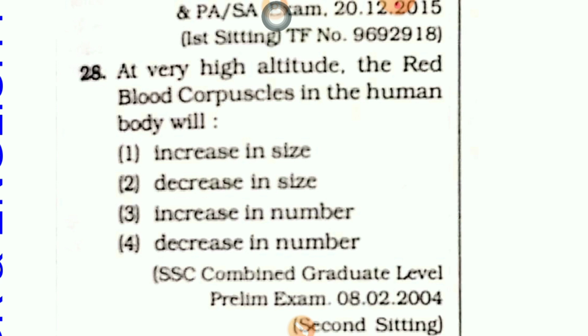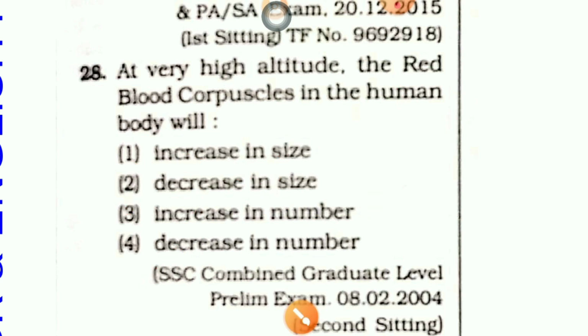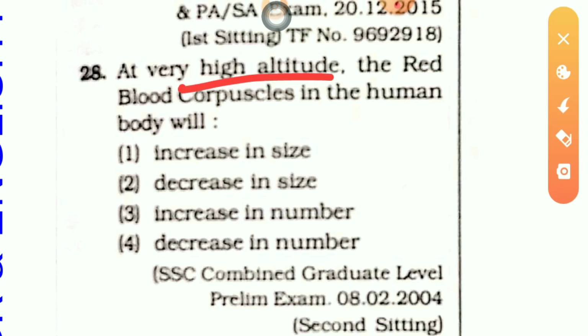And when it binds with oxygen, it forms oxyhemoglobin. Oxygen binds with hemoglobin when there is high partial pressure and is released where there is lower atmospheric pressure. So in the question it is high altitude. In the high altitude the air pressure is low, as you know. So the answer will be increase in size.